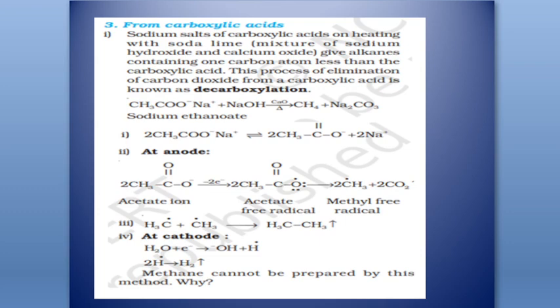From carboxylic acids we can synthesize alkanes by decarboxylation. The reagent is soda lime, NaOH, CaO and heat. So sodium ethanoate is converted into methane. We can synthesize alkanes by electrolysis also. It will produce at the anode. So the acetate anion will be converted into ethane by decarboxylation or anodic oxidation. The cathode and anode reactions are given here.